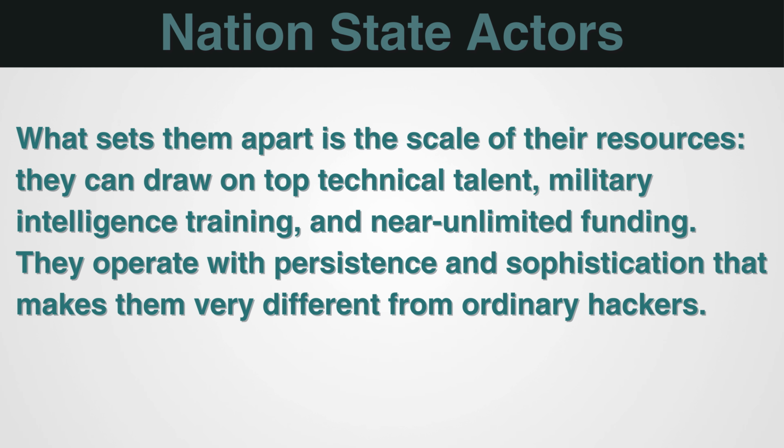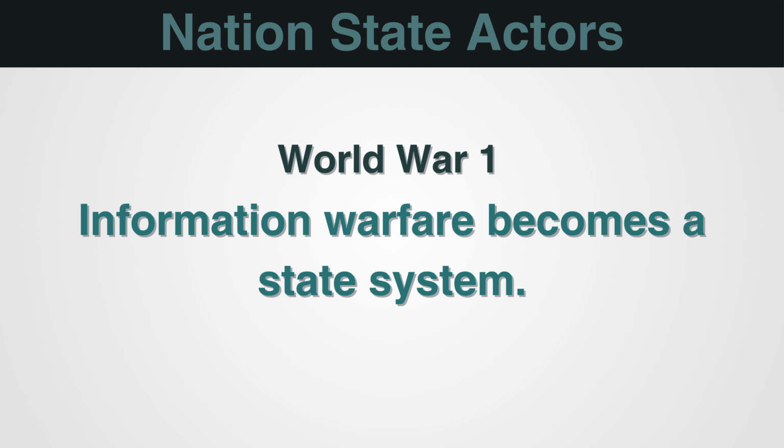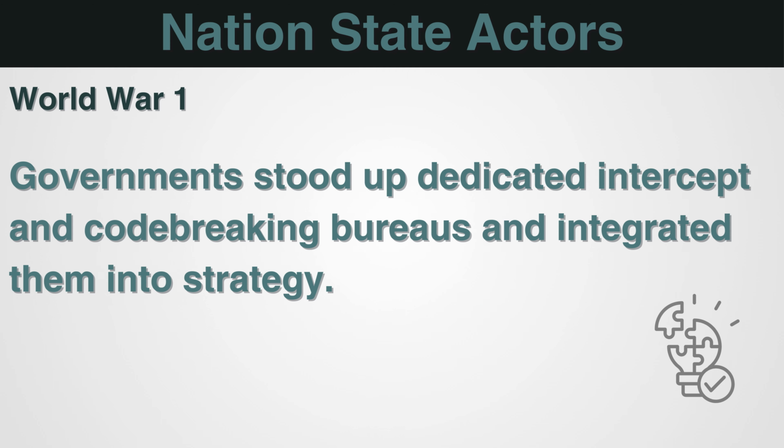So if we go back to phase 1, World War I, where intelligence becomes industrial. World War I is where information warfare became a state system. Britain's Room 40 industrialized interception and decryption. The classic example is the Zimmerman telegram in 1917. This exposure helped shift U.S. policy toward entering the war. The point isn't just the one telegram, it's that the government stood up dedicated intercept and code-breaking bureaus and integrated them into strategy.